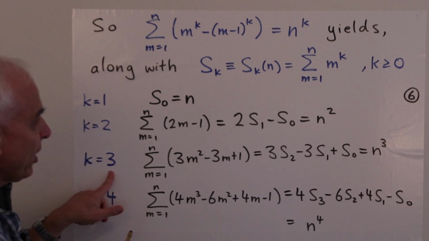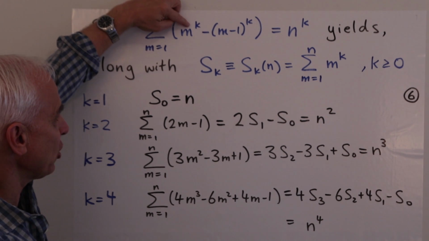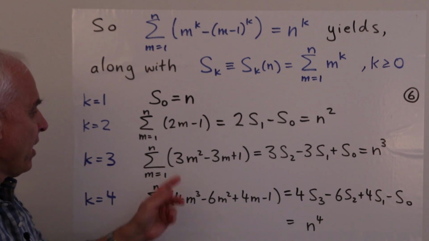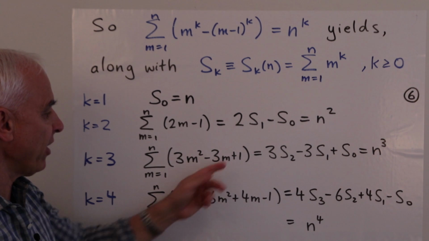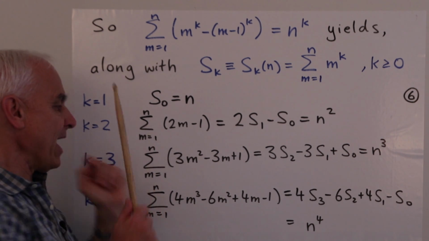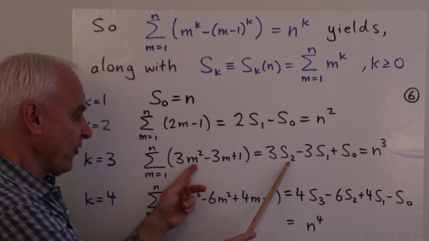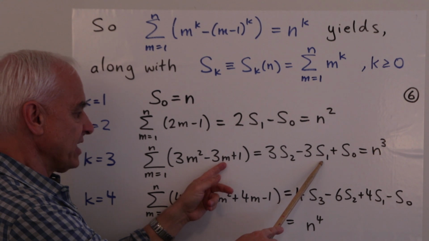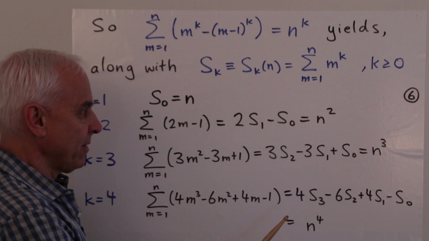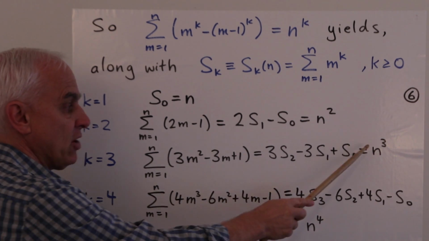When k equals 3, what do we get? Well, the difference between m cubed and (m minus 1) cubed is, by the binomial expansion that we already talked about, 3m squared minus 3m plus 1. And when we sum that from m equals 1 to n, we're going to get 3 times s2, the sum of the squares, minus 3 times s1, the sum of the first powers, plus s0, the sum of the 0th powers. And that's necessarily the same as what we get on the right-hand side, which is n cubed.